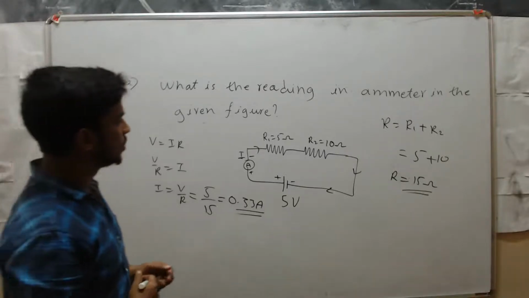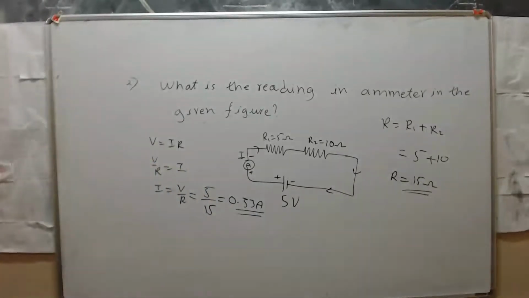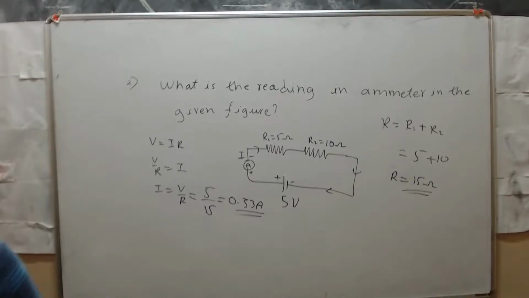Yes, next we calculate voltage across R1 and R2. First, the current is okay. R1 is 1.5 and R2 is 3 volt. Is it correct? 1.5 and 3 volt. So V1 is 1.65.